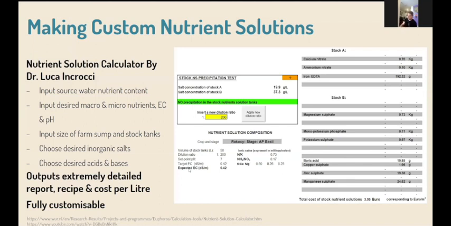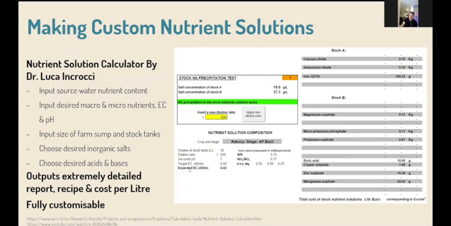So it would either input water that has some nutrients in, or a spent solution. You have your desired concentrations you want, you input that, what you'd like your nutrient solution to look like in terms of exact elemental breakdown, EC and pH. You can input the size of your farm, so how much nutrient solution is currently in there, how big your stock tanks are, what you want your dilution ratios to look like.